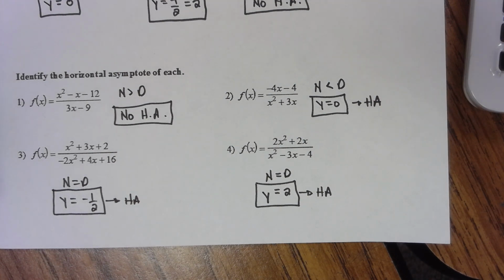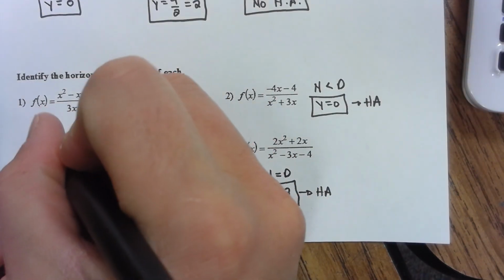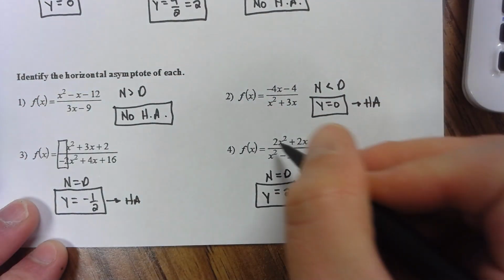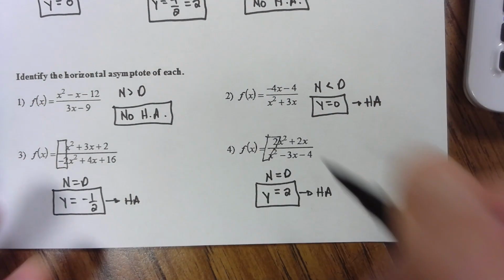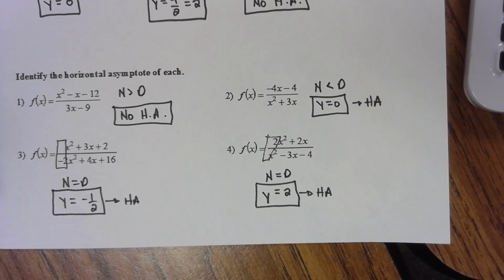Number 2, now it's the opposite. The numerator is less than the denominator. So that means we approach y equals 0. The denominator gets really big while the numerator gets small. And so our horizontal asymptote approaches y equals 0. 3 and 4, the degrees are both equal. And so when that happens, you divide the leading coefficients. So you go 1 divided by -2, 2 divided by 1, and that's how you get the horizontal asymptote.